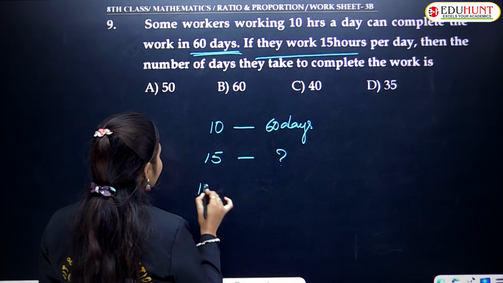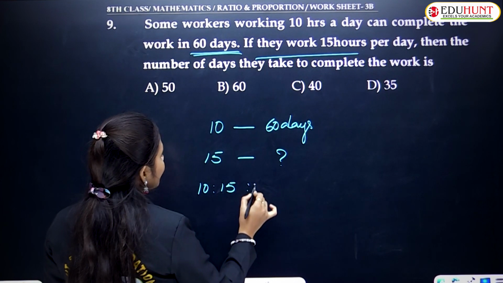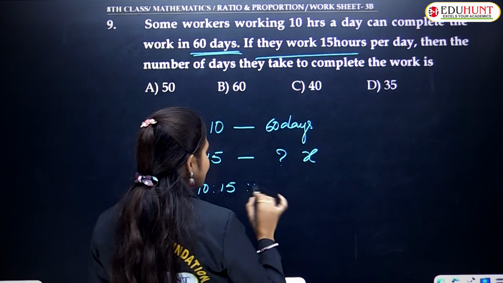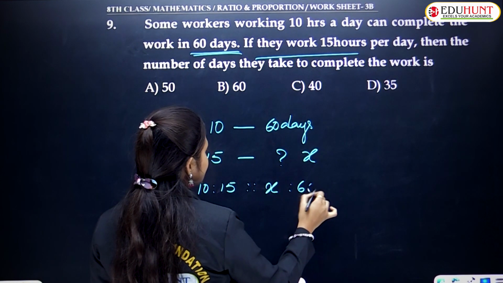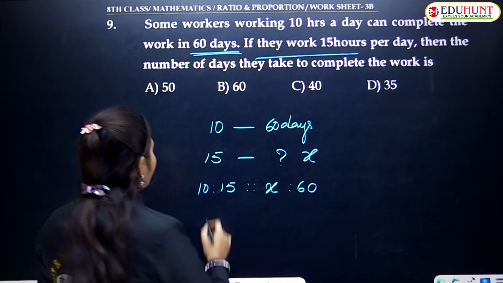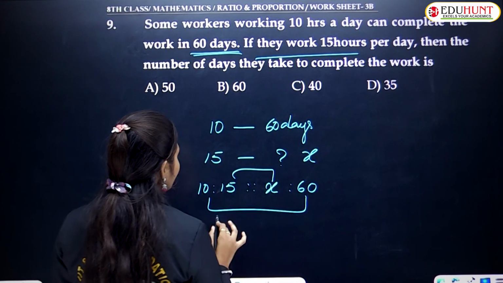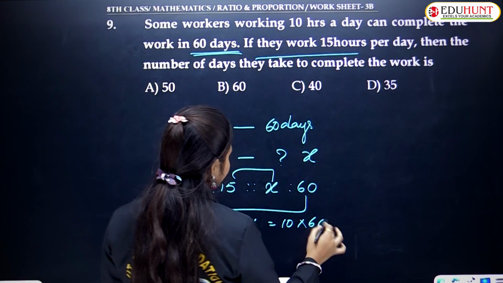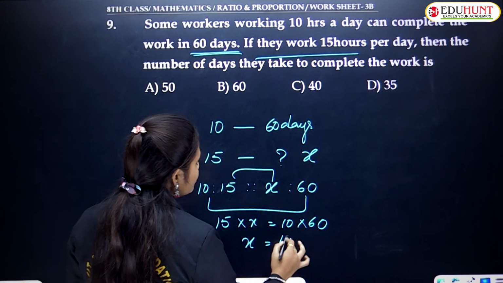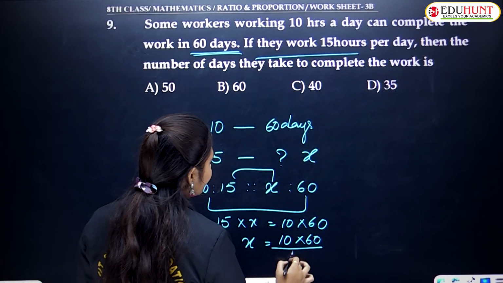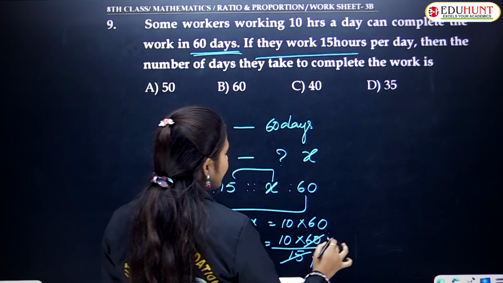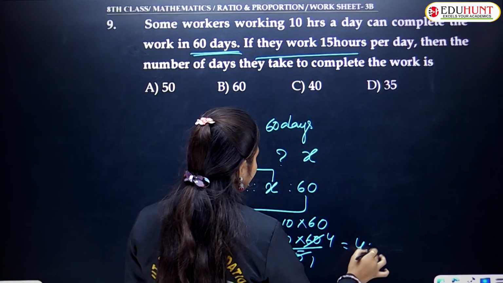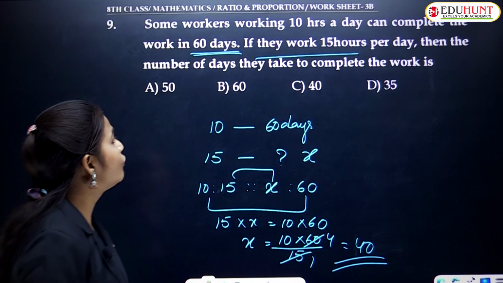So in that manner 10 is to 15 as, let it be some x, x is to 60. Clear? So 15 into x is equal to 10 into 60. From this one x is equal to 10 into 60 by 15. 15 4s are 60. So 10 4s are 40. x is equal to 40.